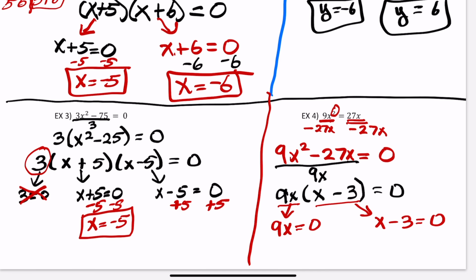that greatest common factor. Because to solve this, I just have to get rid of this 9. That 9 is being multiplied by x, so I just divide both sides by 9. 0 divided by anything is 0. What that means is one of my answers is x equals 0. And then my second equation here, x minus 3 equals 0, is easily solved by adding 3 to both sides, and I get x equals 3. So this equation also has two answers. The answers are 0 and 3.